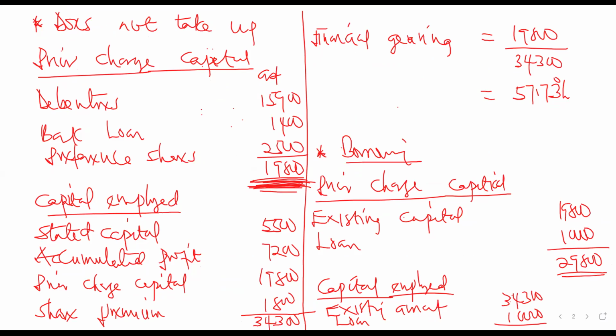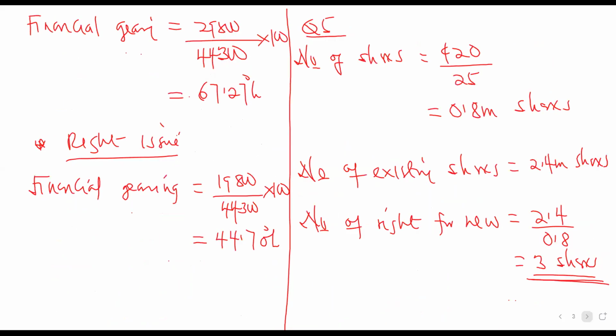Now the question is saying that we should borrow. If we borrow right now, our existing debt will increase by the 10 million that is coming. So our debt will now be 29,800 after borrowing. Then our capital employed, which is currently 34,300, will increase with the debt, and it will now be 44,300. Then we calculate our financial gearing again.